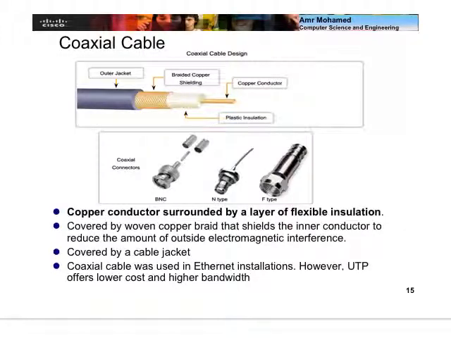So for coaxial, the same exact concepts. In that case, we have one thick copper wire, and we have what we call the plastic insulation as well, again for focusing the energy inside. And then we have the braided copper shielding. The braided copper shielding is for protecting from outside.